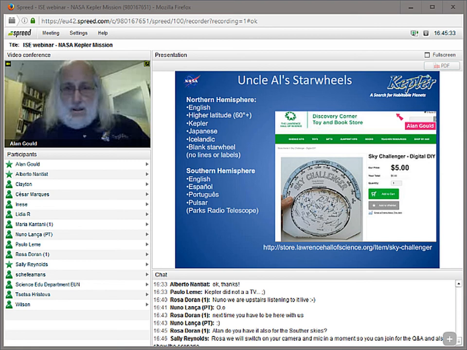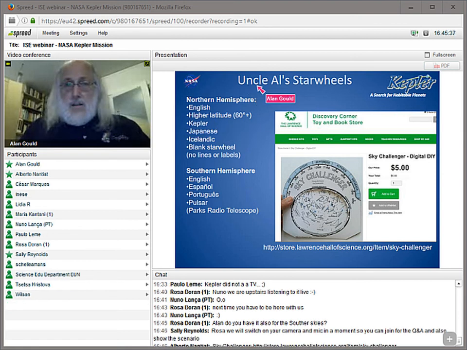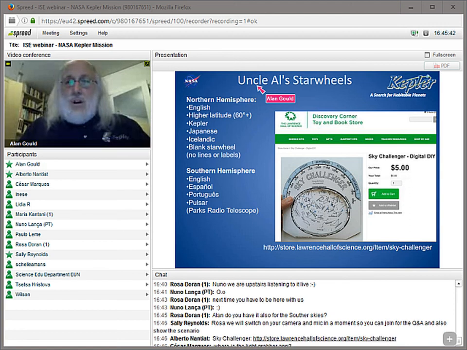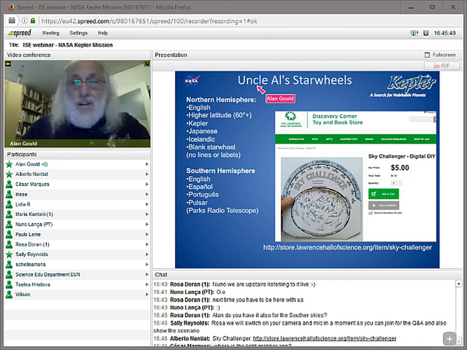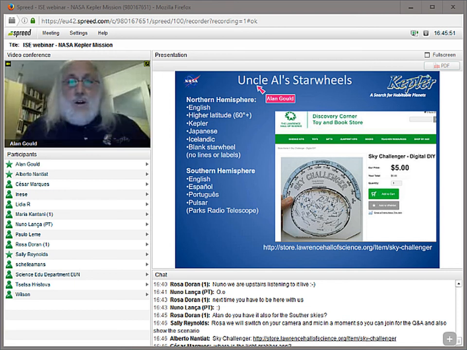Now the Sky Challengers, I should say, were the original thing that the Kepler star wheels were modeled after. And Kepler star wheels were modeled after what's called Uncle Al's star wheels. And on a web page there are these different versions, these different types of wheels that you can put in. There's a Japanese version, English version, higher latitude, Southern Hemisphere, there's a Spanish version, a Portuguese version.